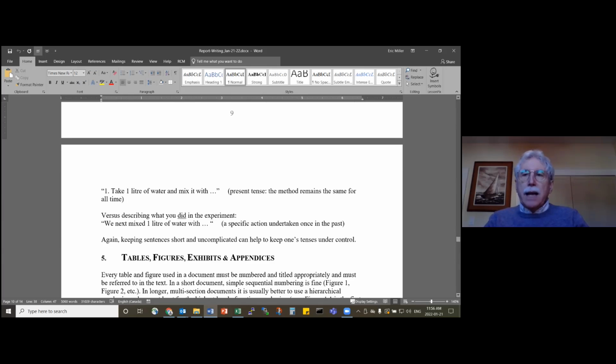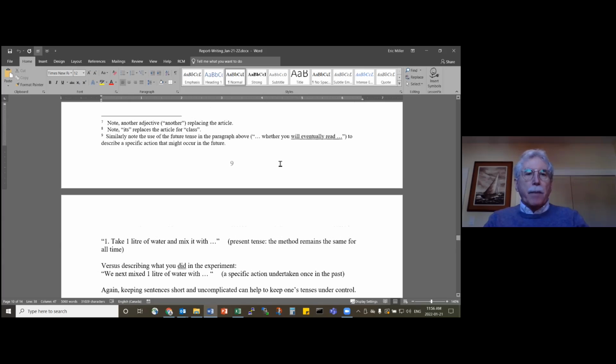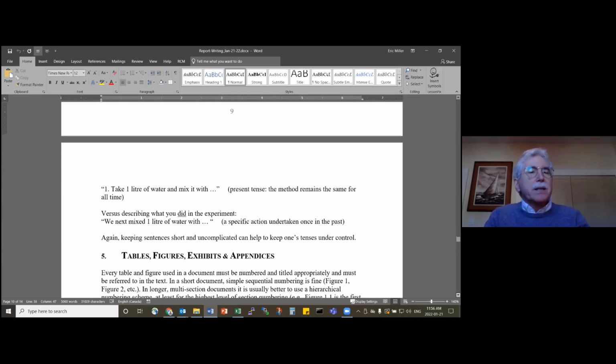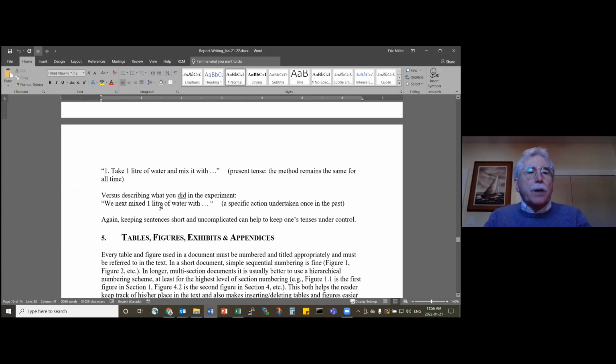Again, as one example with experiments, the instructions for the experiment will be in the present tense. They say, take 1 liter of water and mix it, or whatever, because the instruction exists. But if you're describing what you did, if you're having a narrative of what went on, we next mixed 1 liter of water with, because you're describing something you did. Again, hopefully this is of some help.